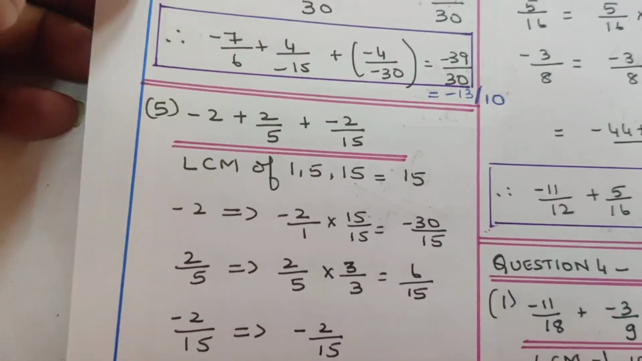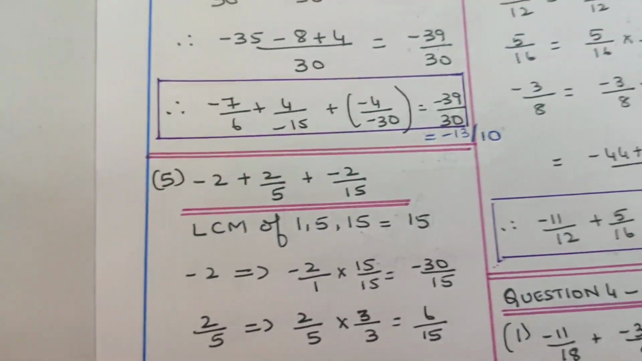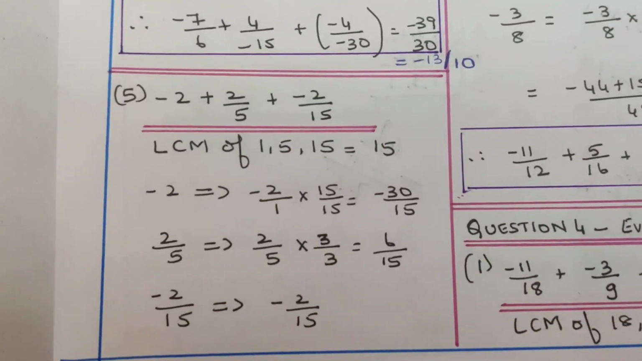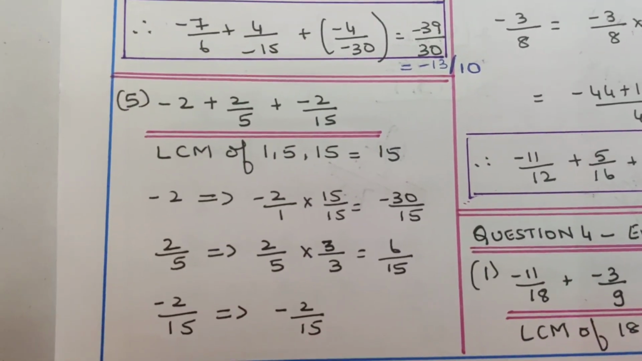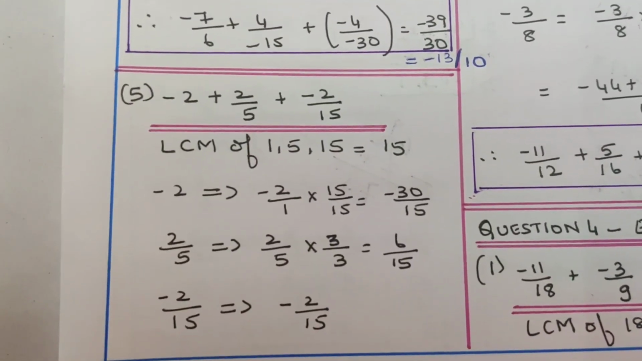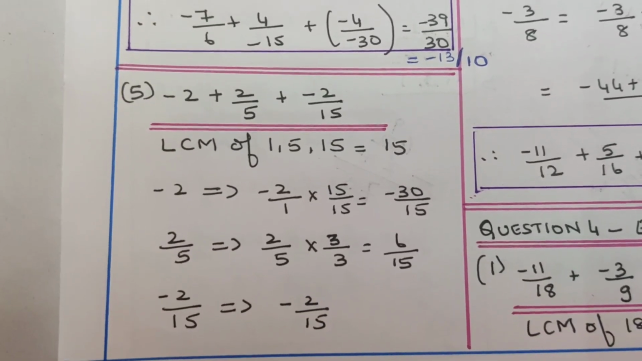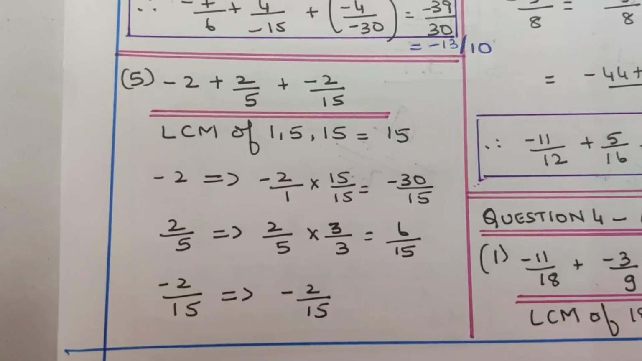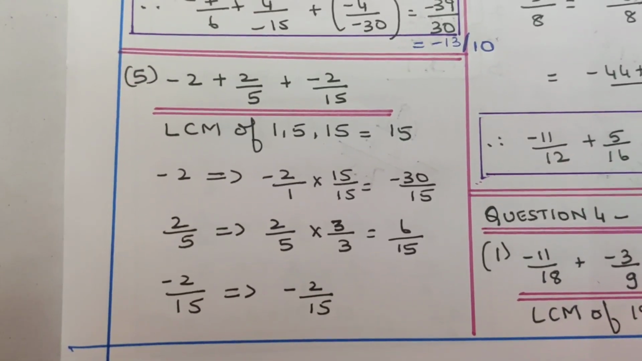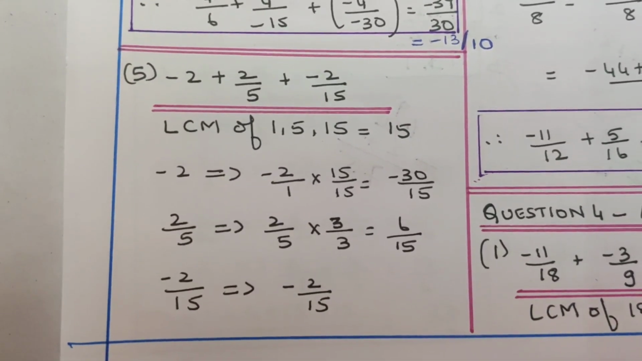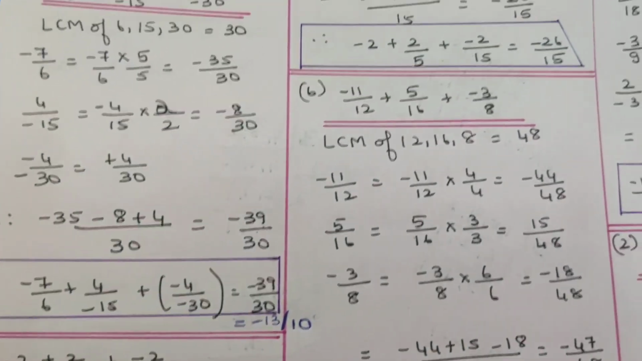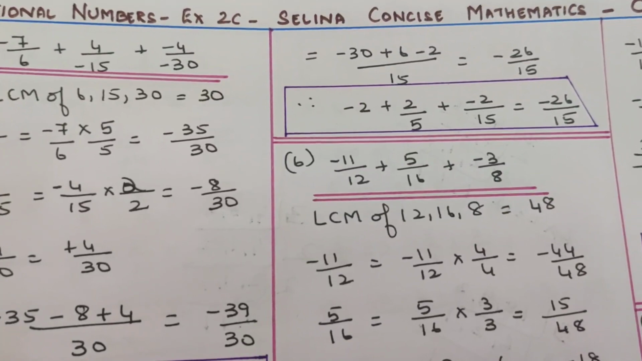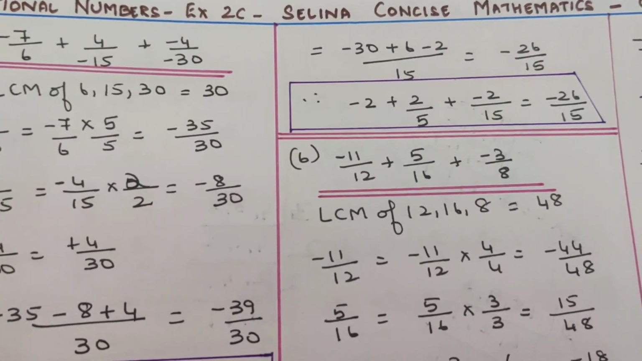The next one, minus 2 plus 2 by 5 plus minus 2 by 15. Again, find the LCM. The LCM is 15. Convert the numbers to common denominators. So the numbers become minus 30 by 15, 6 by 15, and minus 2 by 15. When you do the simplification, the final answer will be minus 26 by 15. Again, you can convert this to a mixed fraction if you want to.